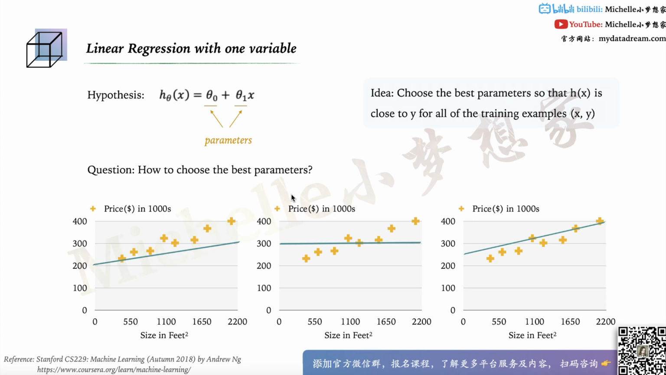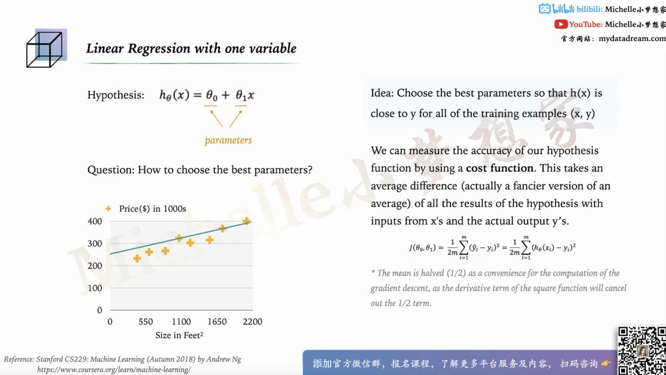So the ideal scenario is to adjust and select the values of theta 0 and theta 1 in such a way that the hypothesis aligns as closely as possible with all the training examples. But this raises another question. How do we measure the relationship between the hypothesis predictions and the actual values? This is where we introduce a method to measure the performance of our hypothesis function, called the cost function.